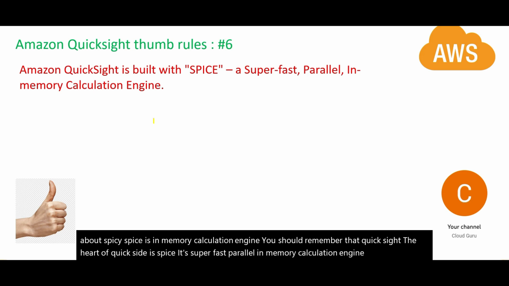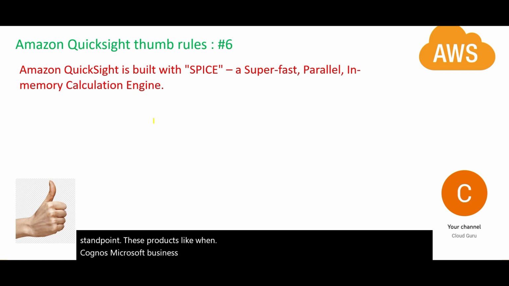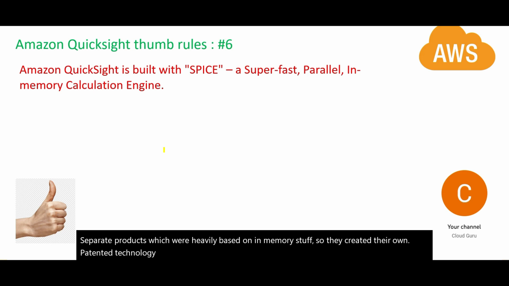Now, just a bit more insight, which is not important from a certification standpoint, but from a knowledge standpoint. When Cognos, MicroStrategy, Business Objects, Tableau, Qlik, and these products came along, they created separate products which were heavily based on in-memory technology. So they created their own patented technology for processing in-memory data. Similar to that, QuickSight did the same. It created its own technology called SPICE to do the same.